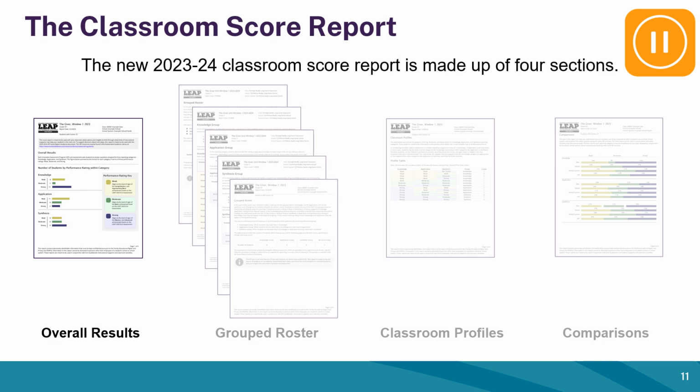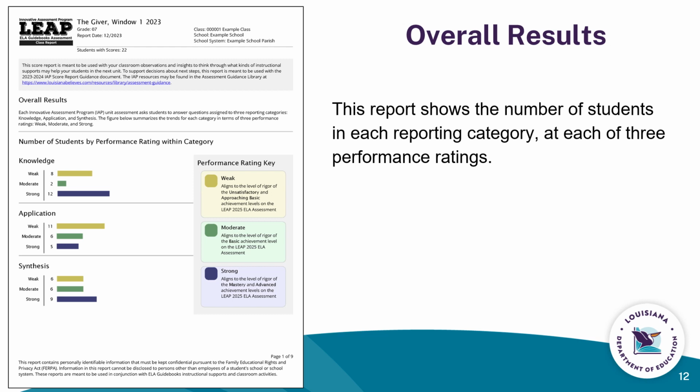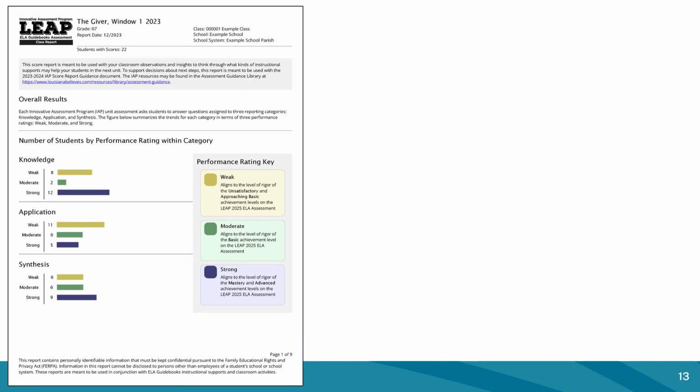The overall results section provides a summary of the number of students in each reporting category at each of the 3 performance ratings. On the score report, students' performance is reported in 3 categories.